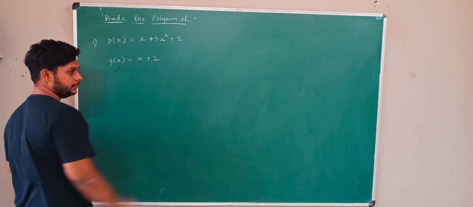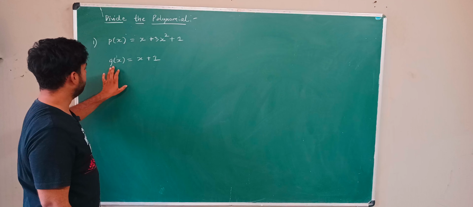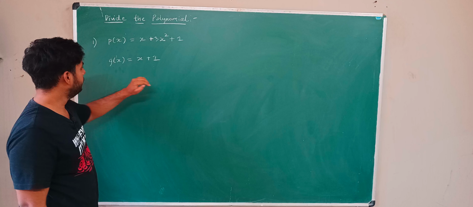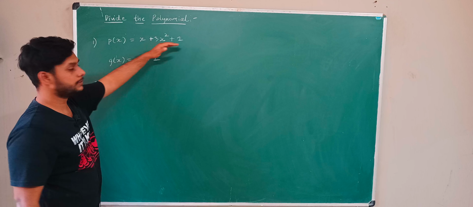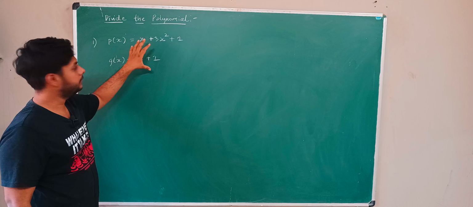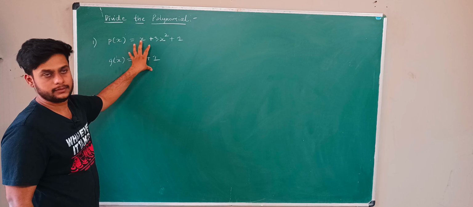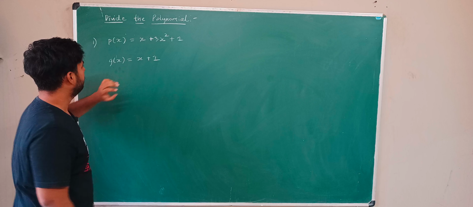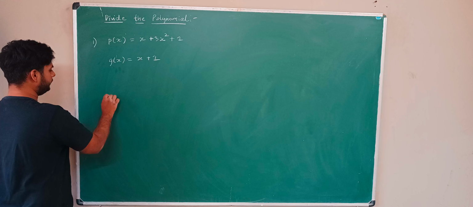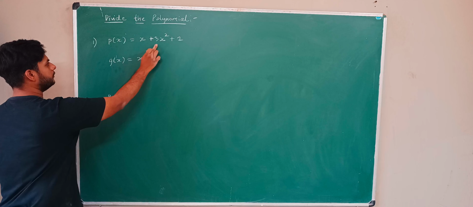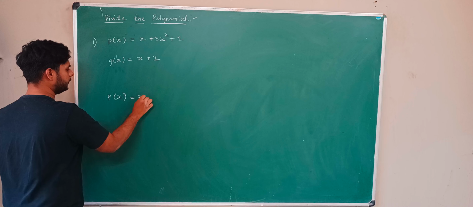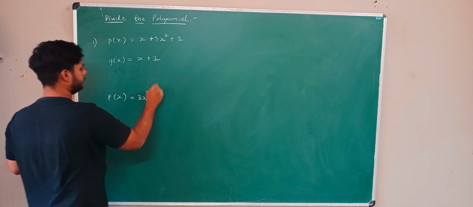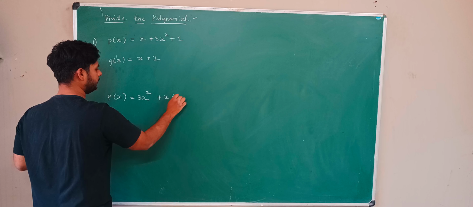This is my dividend. I have g of x. This is my divisor. Okay, first what I should do, I should arrange p of x properly. This is a tricky question. So p of x, first, actually it should be very easy. P of x is equal to, simple, which is bigger? First write 3x square, next x is there, plus x plus 1.